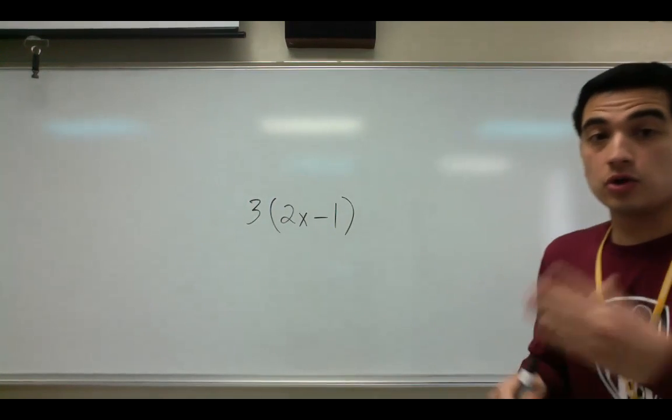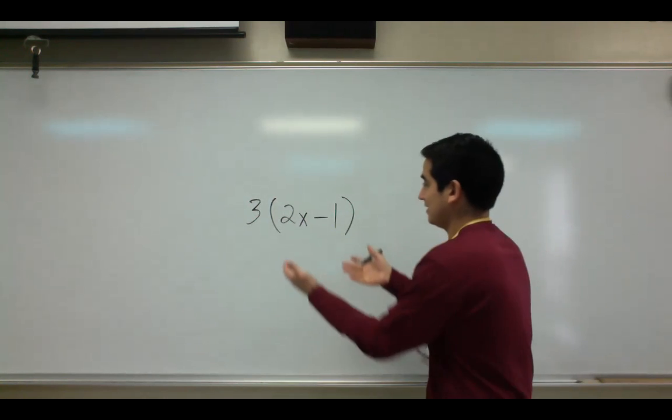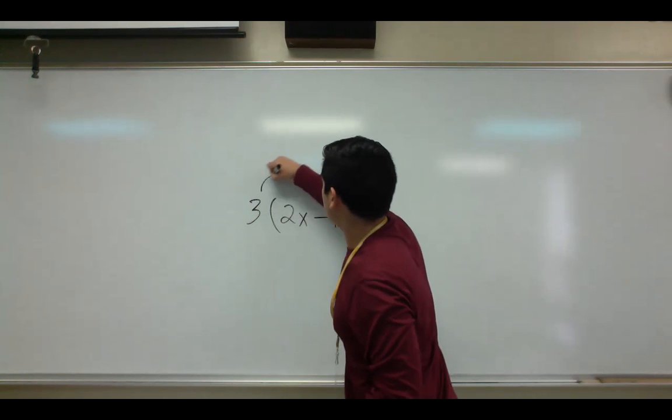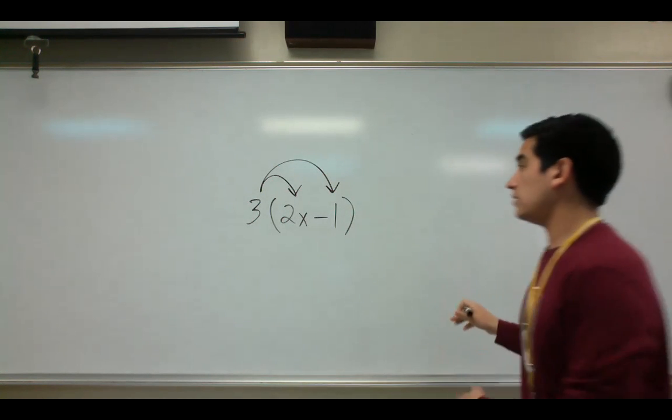Okay, and then we're gonna work it out, right? The topic is distributive property, so we know we need to distribute. So I take my 3, I distribute it with 2x, I distribute it with -1, okay? And then we just work it out.